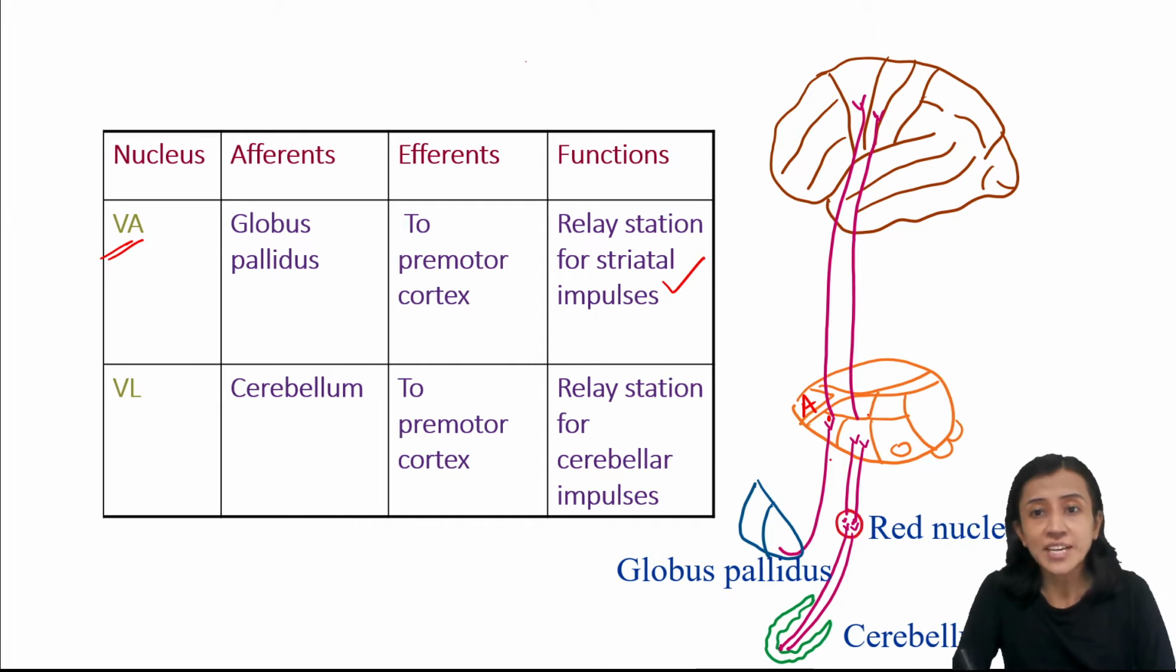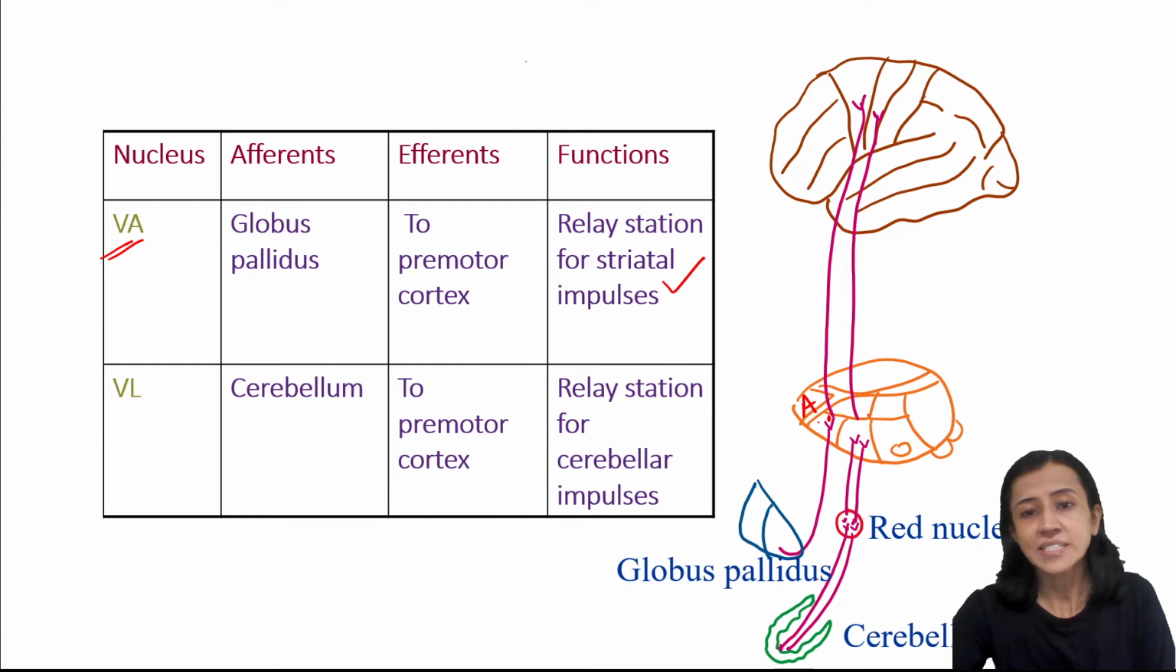Then ventrolateral, this is ventroanterior, this is ventrolateral. They receive fibers from the cerebellum to the red nucleus. Then they are given here to the ventrolateral nucleus, and impulses are relayed to the premotor cortex. And this is a relay center for the cerebellar impulses.